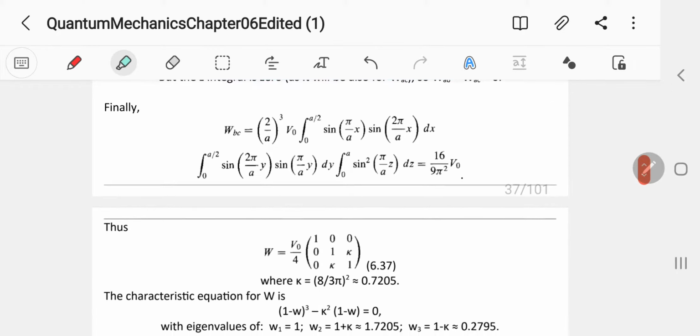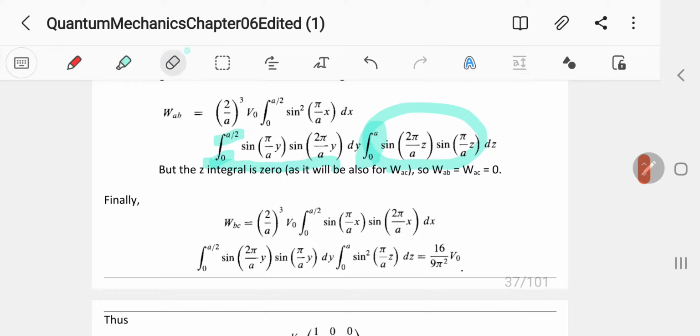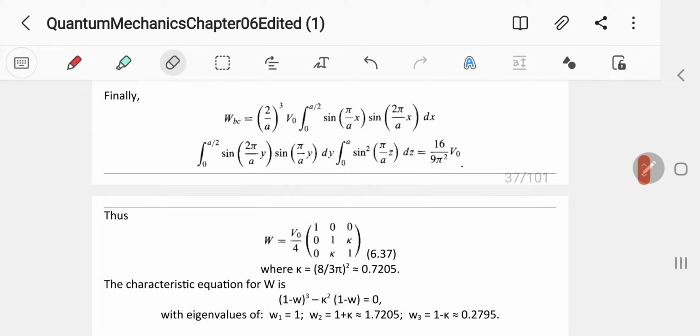And finally, for WBC, you'll have to do this again. Be observant of the definition of the W. So in this case you have WBC, and you have to be careful also with the integral. So none of the integrals is 0, and it will give you 16 over 9 pi squared V sub o.